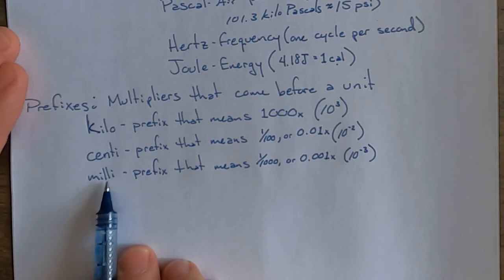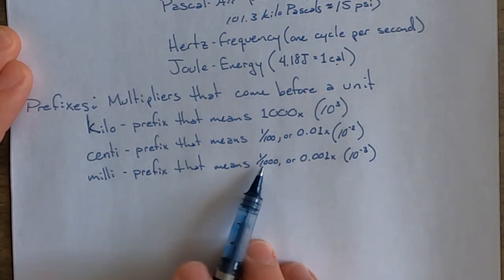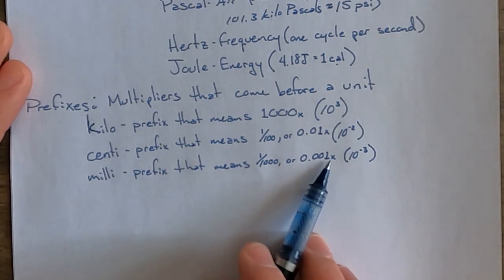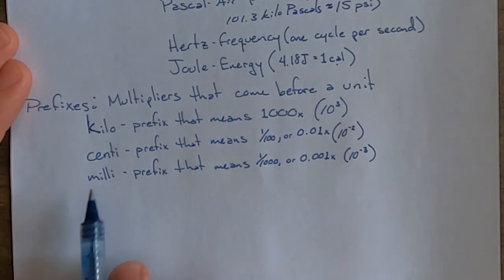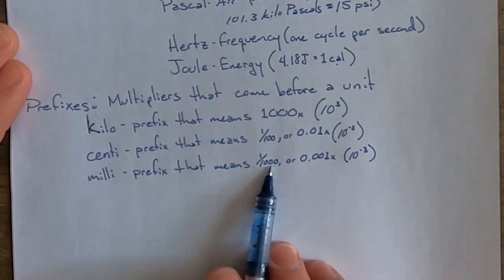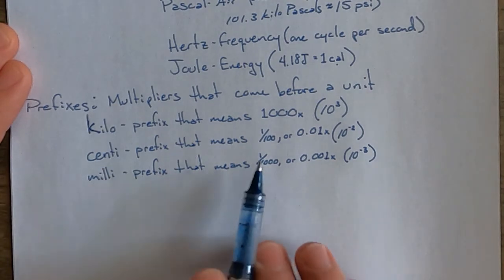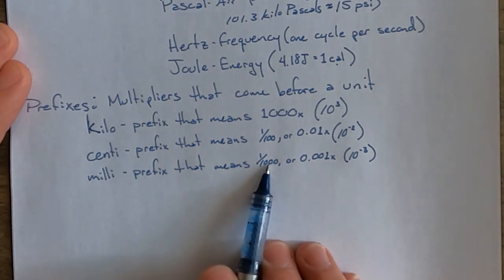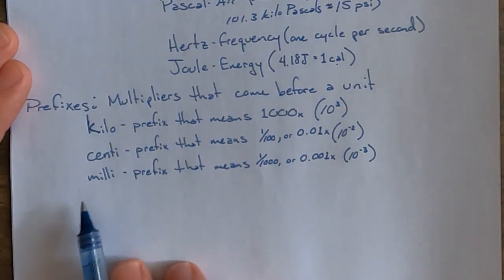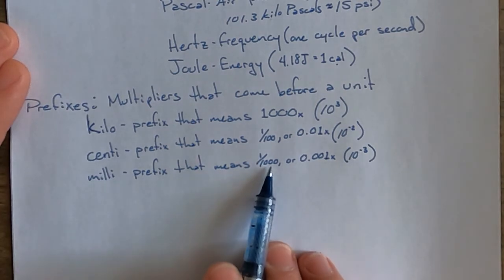Milli, like milliliter or millimeter, is a prefix that means 1/1000th, or 0.001 times whatever is coming after it. And so a milliliter is 1/1000th of a liter. A millimeter is 1/1000th of a meter. And a millisecond would be, you guessed it, 1/1000th of a second.